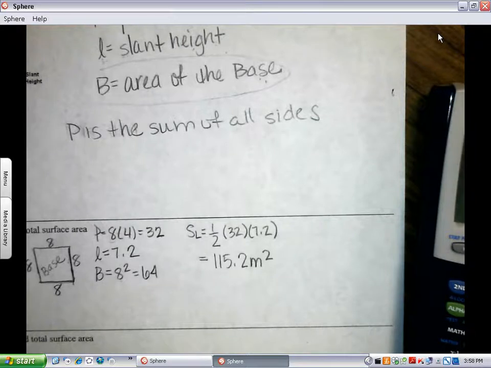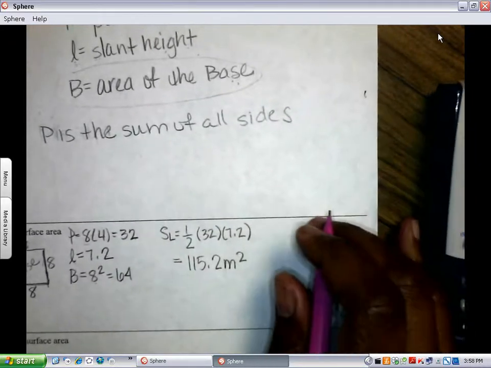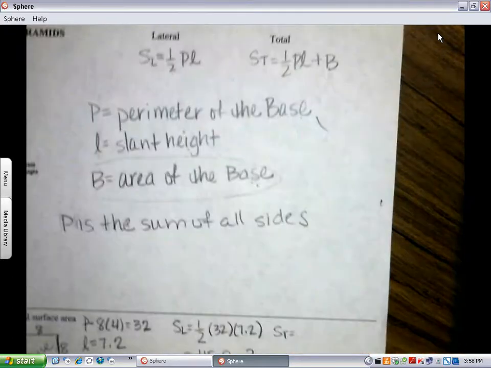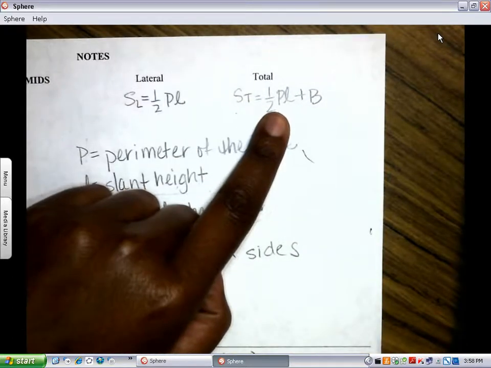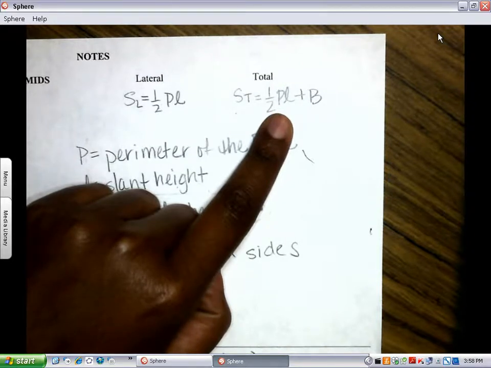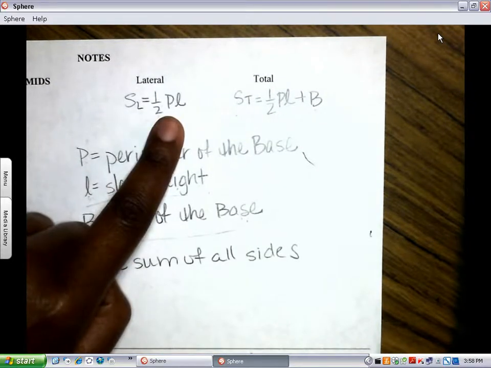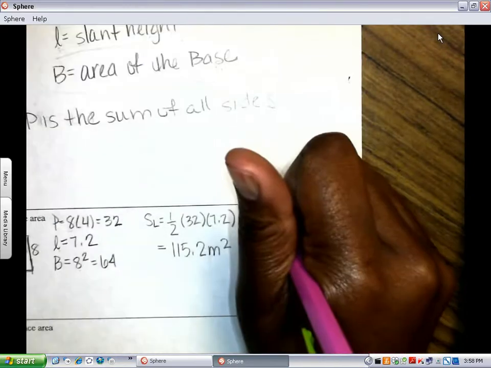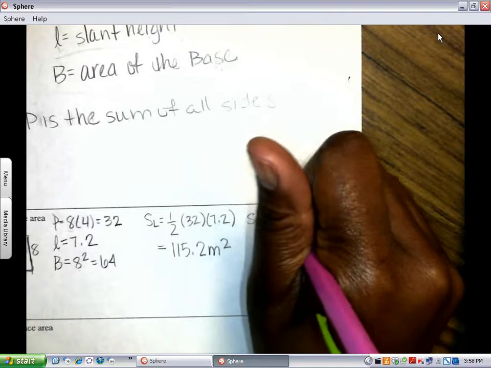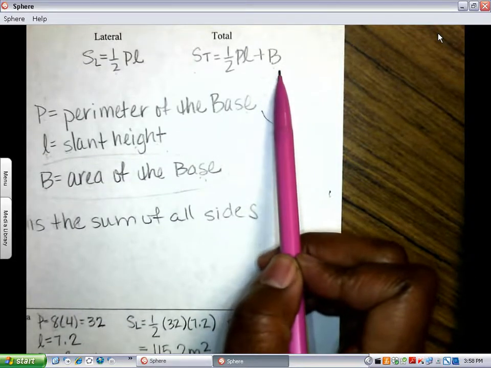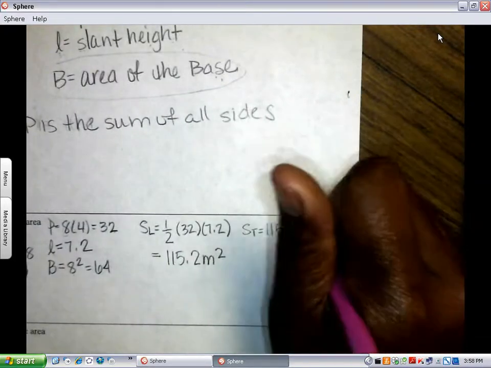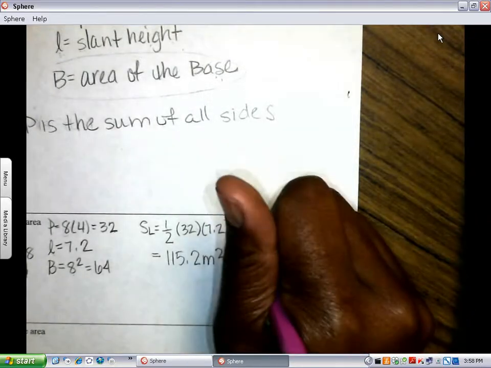115.2 square meters. Now we're going to do the total surface area. So that's S with the T. So we always use that lateral surface area, 1/2 PL. So we just found it. It's 115.2. So we can go ahead and put that in there. And then we have to add the area of the base to that number. So you go here. Our area of the base was 64. So we're going to add 64 to 115.2.